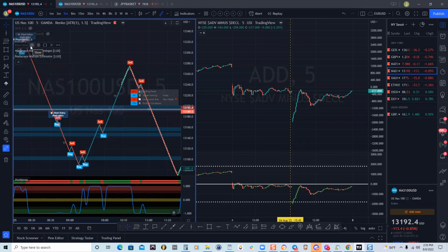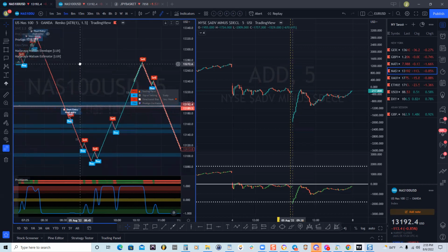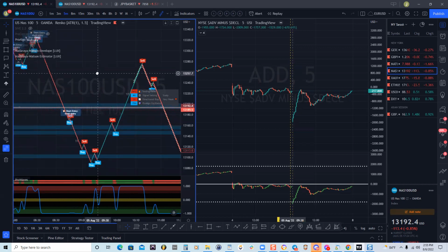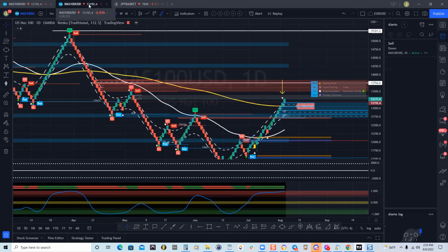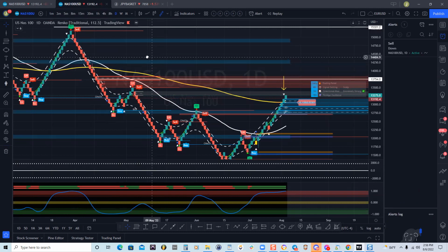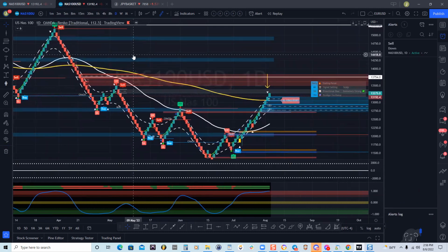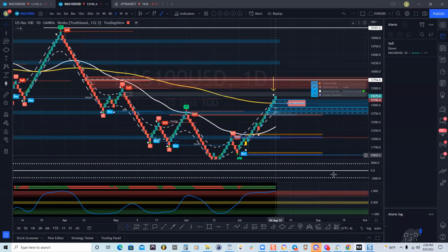Yeah, Renkos are good though, I'm not gonna lie. It's a good indicator because it basically eliminates time, and Renkos work by ticks. You choose how many ticks you want, and it builds a block after that. It's pretty tight.